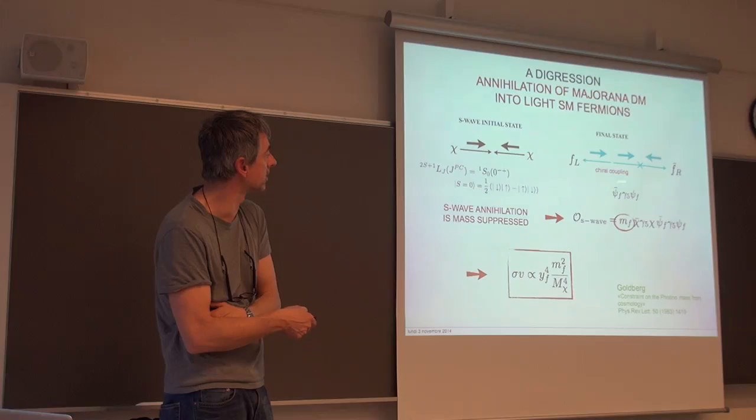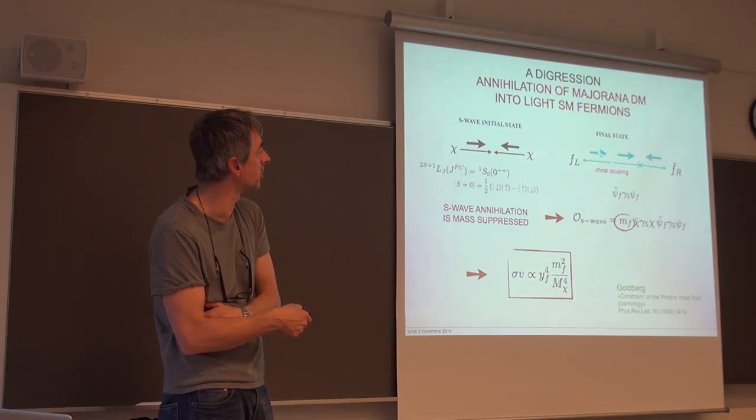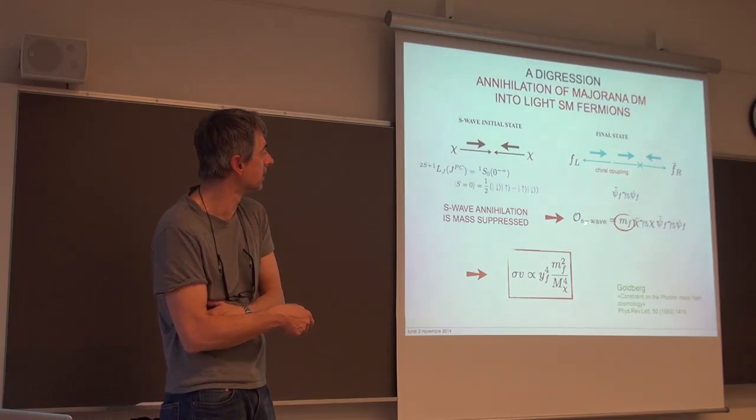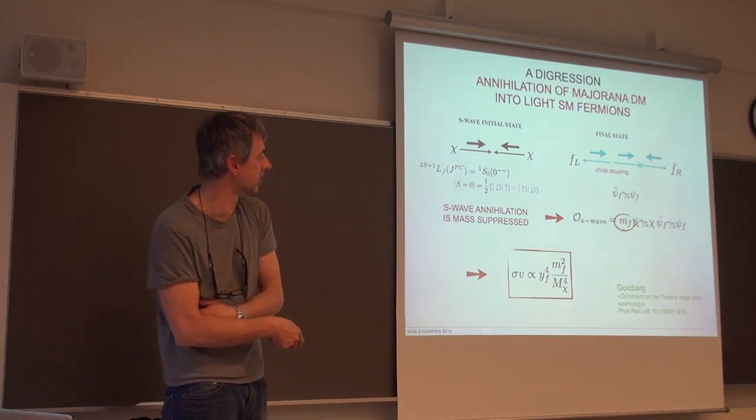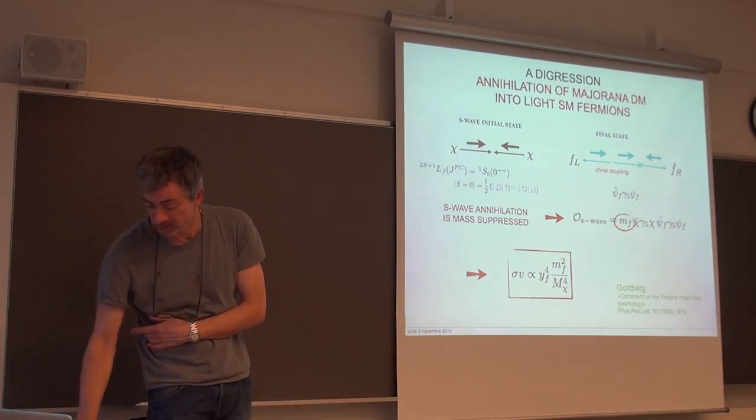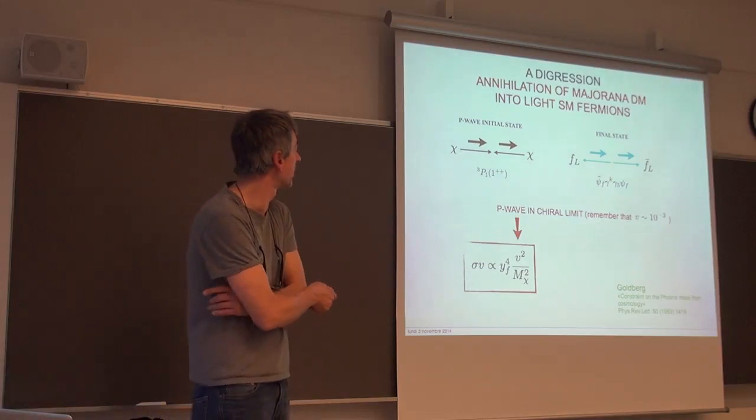And you realize that the relevant operator is that one. But to have a matching between these quantum numbers and those of the initial state, you need a chirality flip. So that tells you right away that the annihilation in the S wave is suppressed by the mass of the fermions in the final state. If this mass is much smaller than the mass of the dark matter, you have suppression. This is called chirality suppression. It's a classic result regarding Majorana particles.